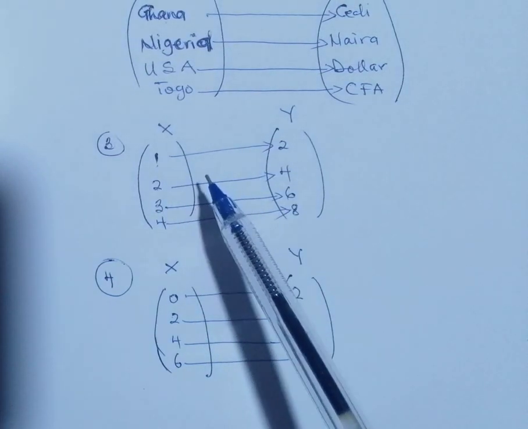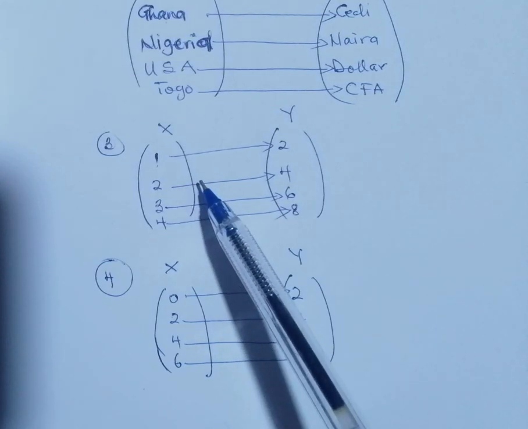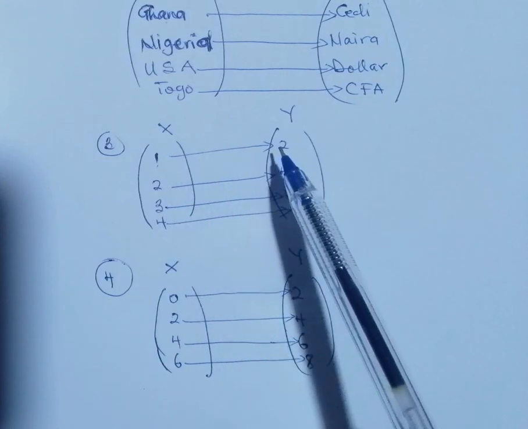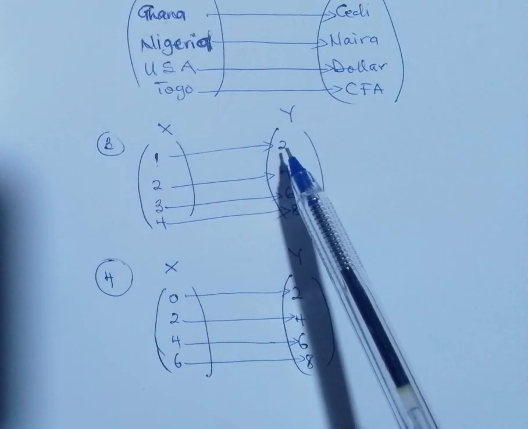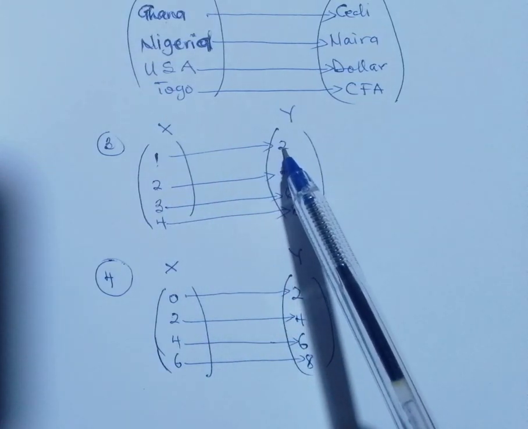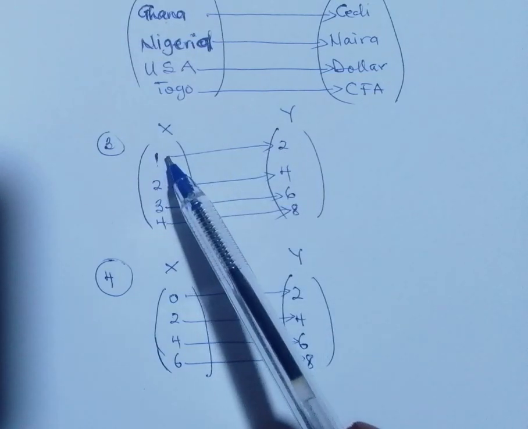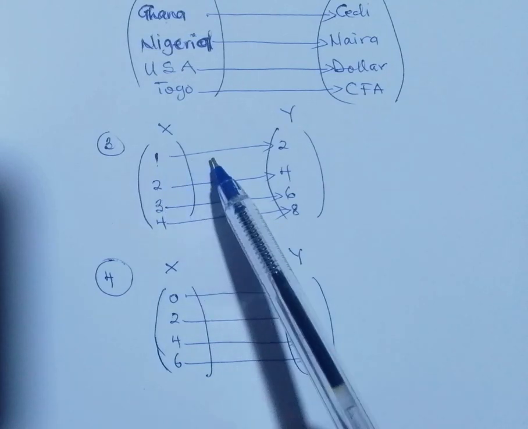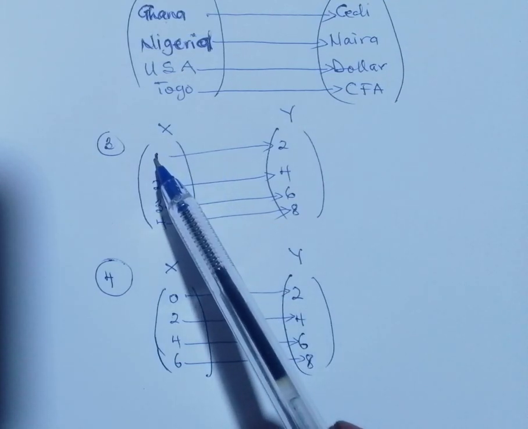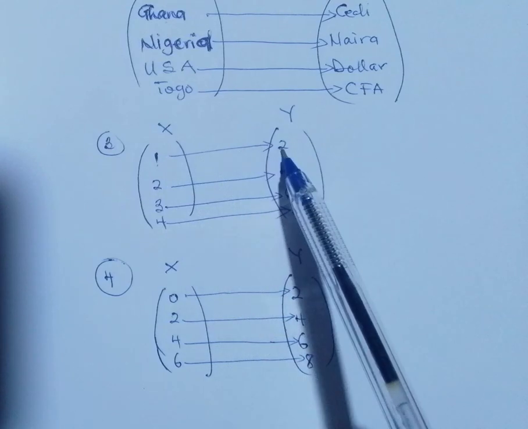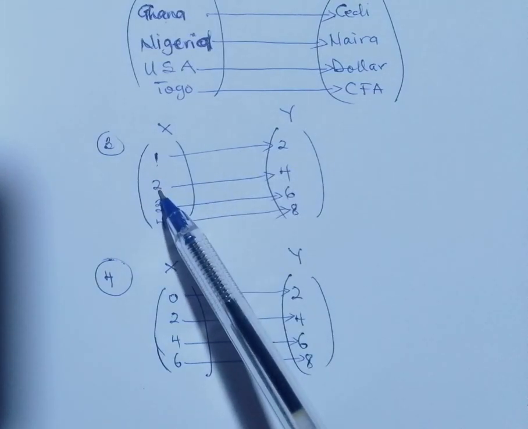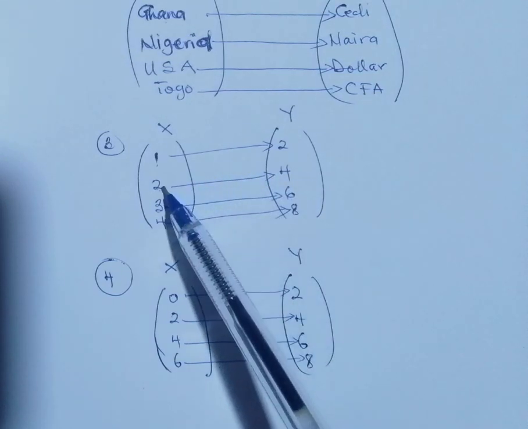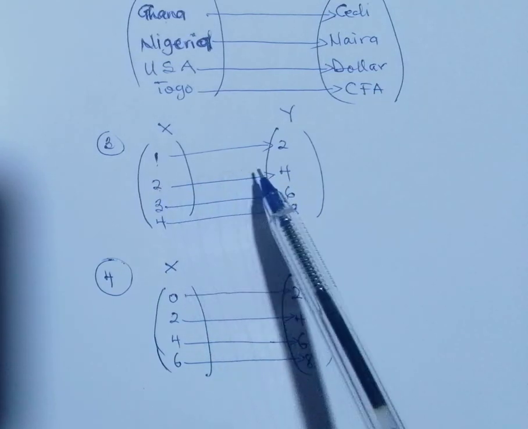What specific rule can you assign here? You realize that anytime we have 1, we will also have 2 in Y. So it means that something has happened to what? 1. And what happened? I think if I multiply 1 by 2, I'll get 2. Now we have 2 here. It corresponds to what? 4. If I multiply 2 by 2, I will get 4.